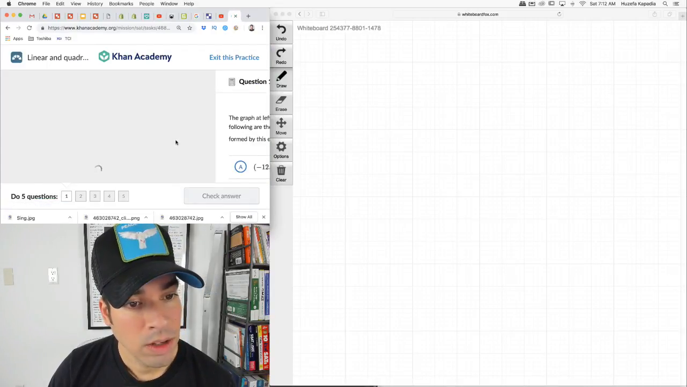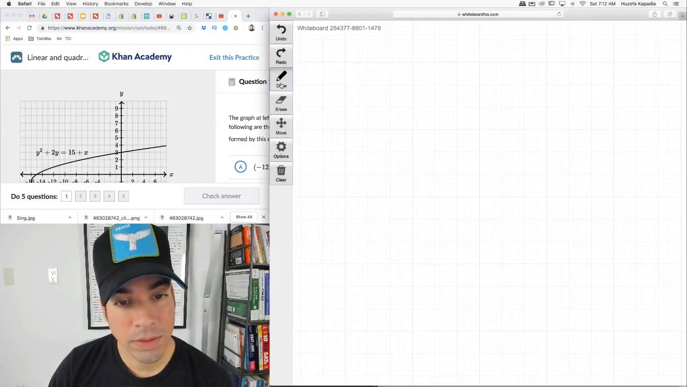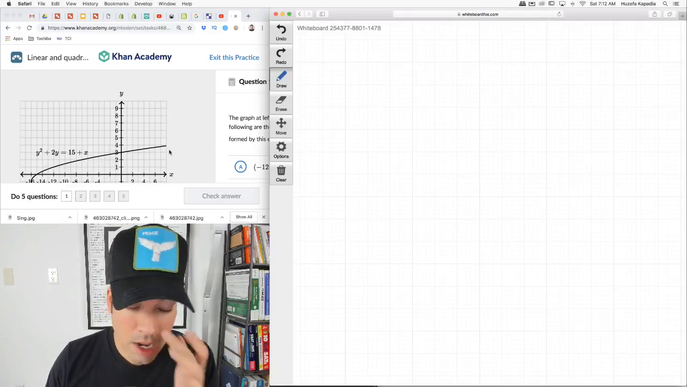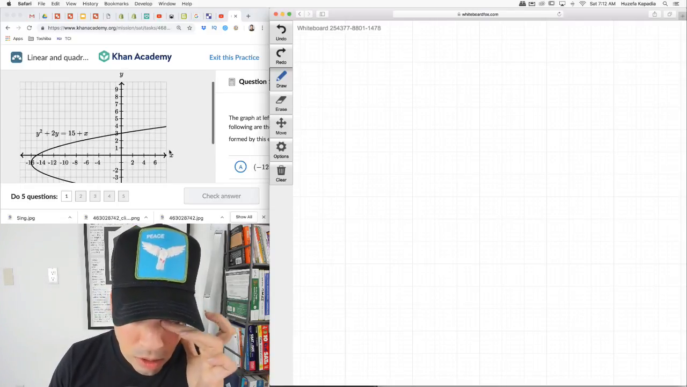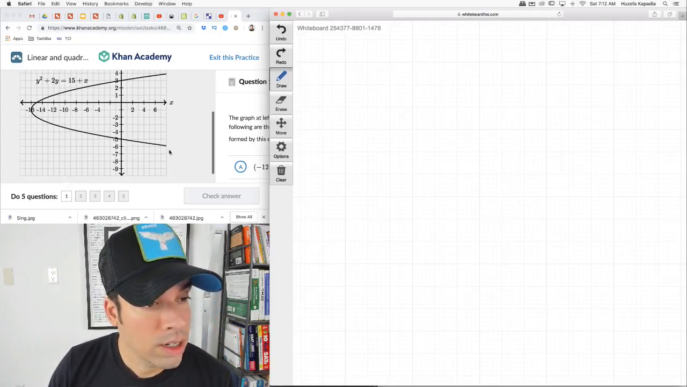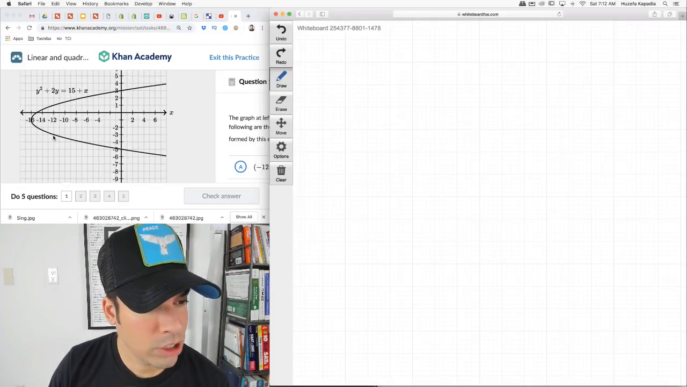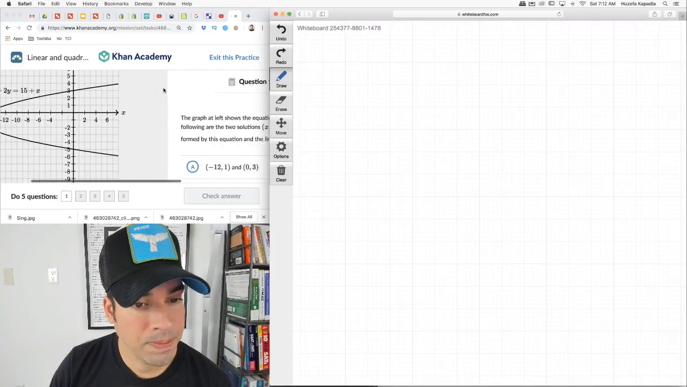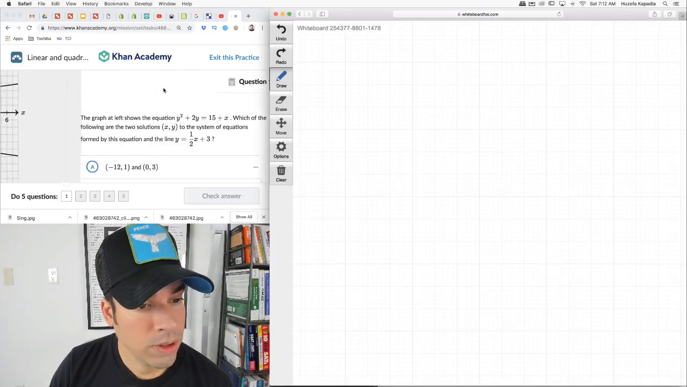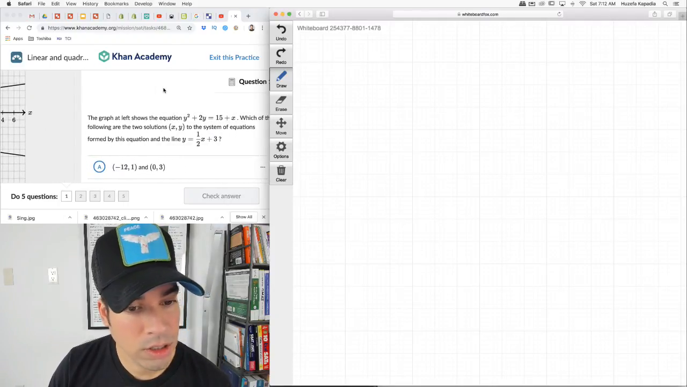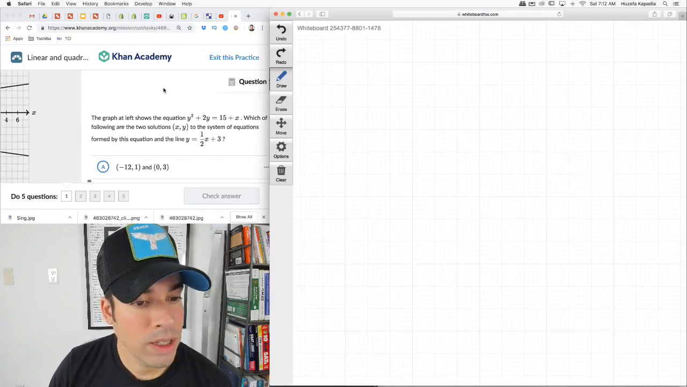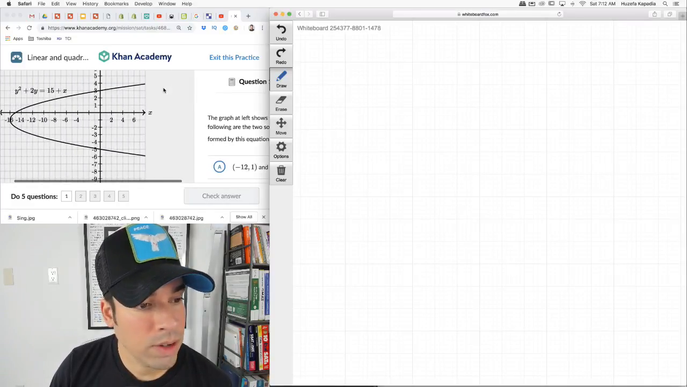Boom. And let's begin. Now, if you're new to these live streams, I'm solving these problems for the first time on the spot, which is part of the fun. So you can see the problem solving process up close. And let's do it. So it looks like this relation is mapped here. Which of the following are the two solutions to the system of equations formed by this equation and the line y equals 1/2 x plus 3, which is not graphed?